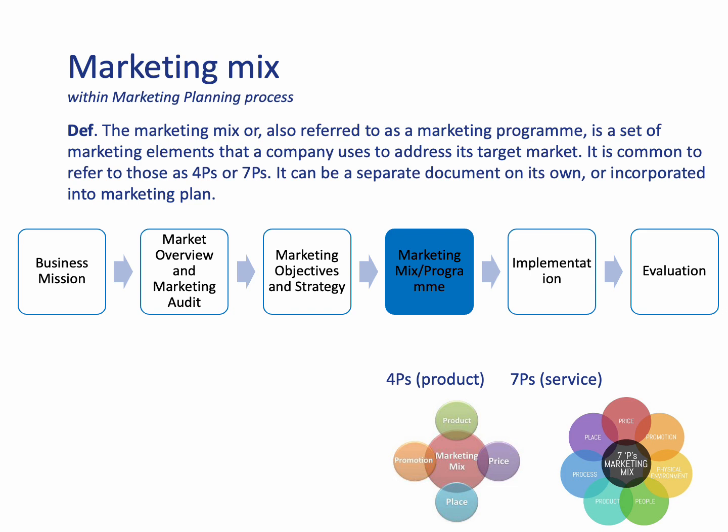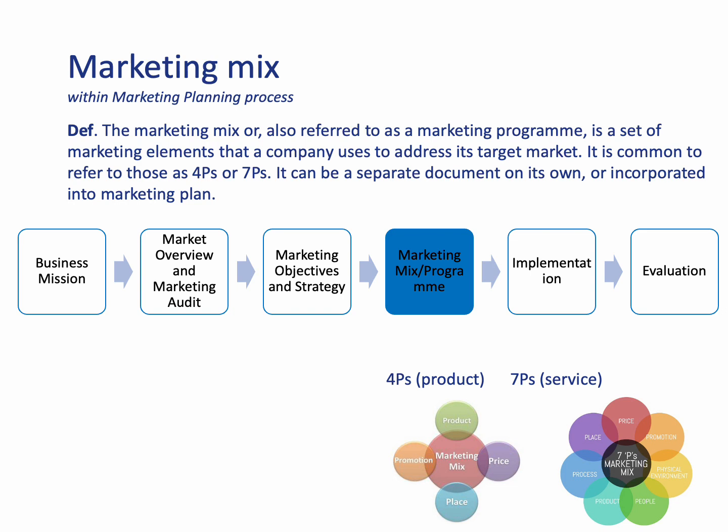Well, the formal definition suggests that marketing mix, also referred to as a marketing program, is a set of marketing elements that company uses to address its target market. It's common to refer to those as 4Ps or 7Ps. It can be a separate document on its own, or it can be incorporated into the larger marketing plan.